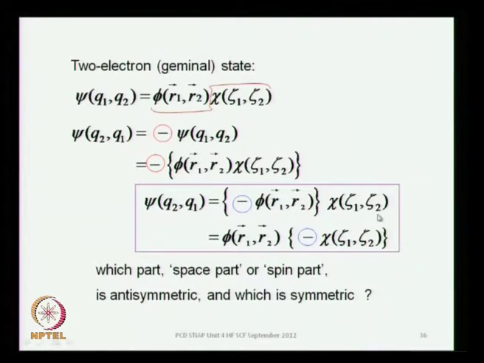which is symmetric, because if you have the minus sign over here, it is the space part which is antisymmetric and the spin part which is symmetric. Over here it is the spin part which is antisymmetric and the space part which is symmetric. So, the properties of symmetry and antisymmetry can go either with the space part or with the spin part, but not with both. Now, this has very important consequences.